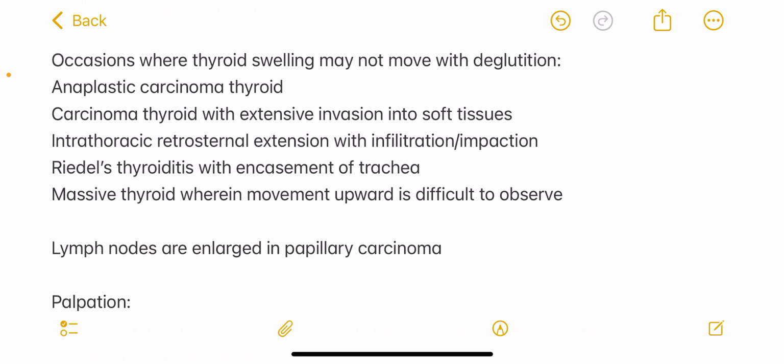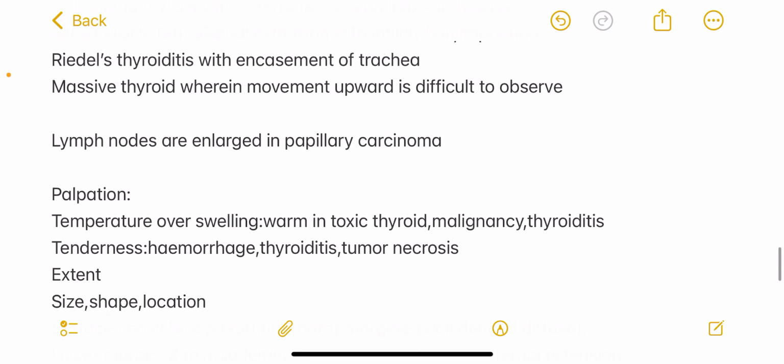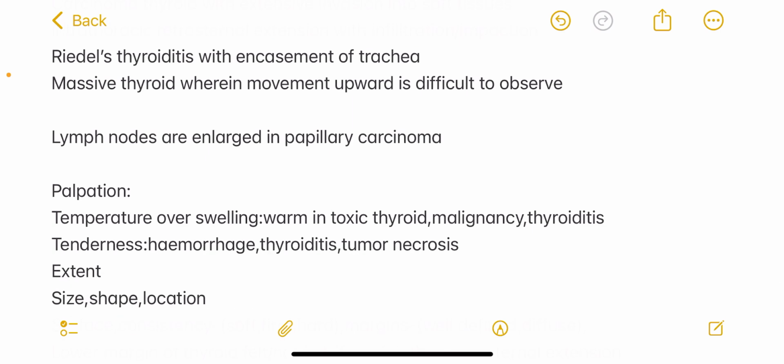Next, lymph nodes, they are commonly enlarged in case of papillary carcinoma of thyroid. So whenever we are suspecting papillary carcinoma, lymph nodes are very important to check. Next, palpation. Temperature over the swelling, we have to check whether it is warm. It is mostly warm in case of toxic thyroid, malignancy and thyroiditis. Then tenderness is usually seen in case of hemorrhage, thyroiditis and tumor necrosis.